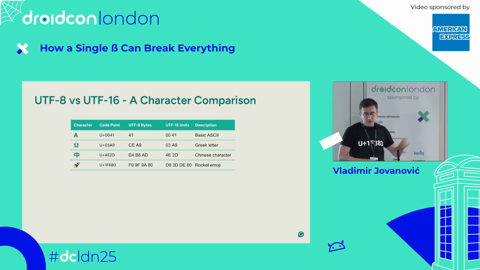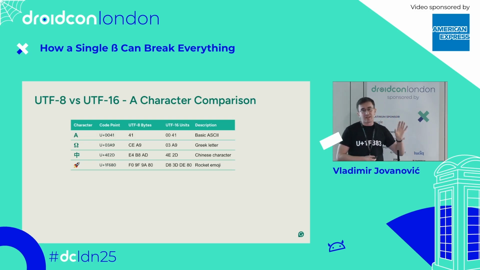Greek letter omega uses 2 bytes in UTF-8 and 2 bytes in UTF-16. So for most European languages, UTF-8 and UTF-16 are equal. Chinese character for middle uses 3 bytes in UTF-8 and only 2 bytes in UTF-16. So UTF-16 is more efficient here. It's more efficient only for some Chinese characters, not all of them.